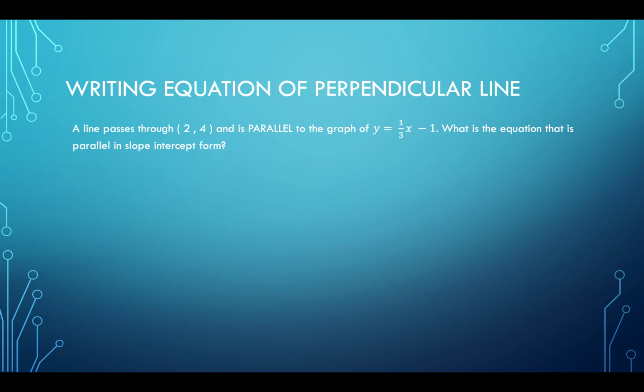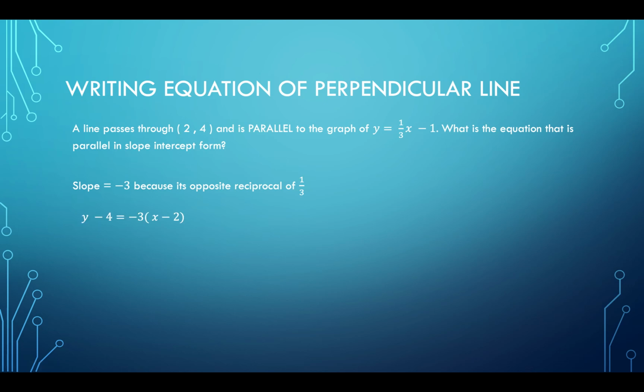So I want to know a line that's perpendicular. It's going to pass through the point 2, 4, and it says parallel here. I'm sorry, it's supposed to say perpendicular. It's perpendicular to the graph of y is equal to 1/3 x minus 1. So what is the equation that's perpendicular? The slope for a line that's going to be perpendicular is going to be negative 3, because it's the opposite reciprocal of 1/3.